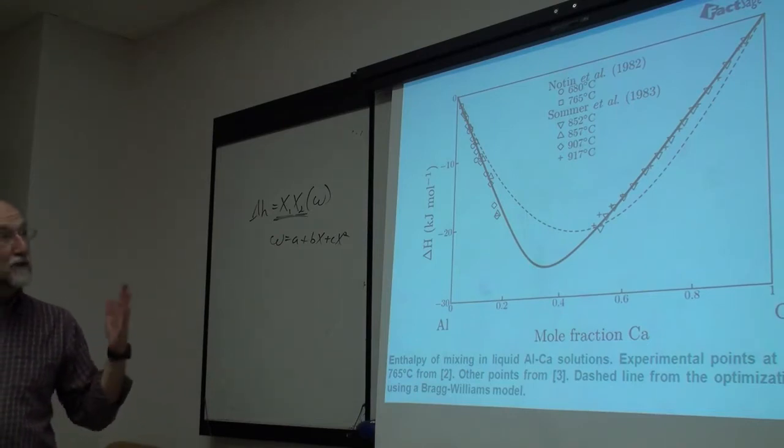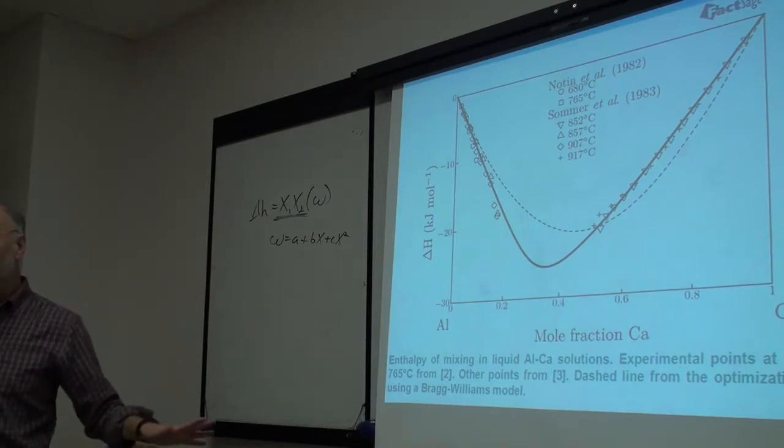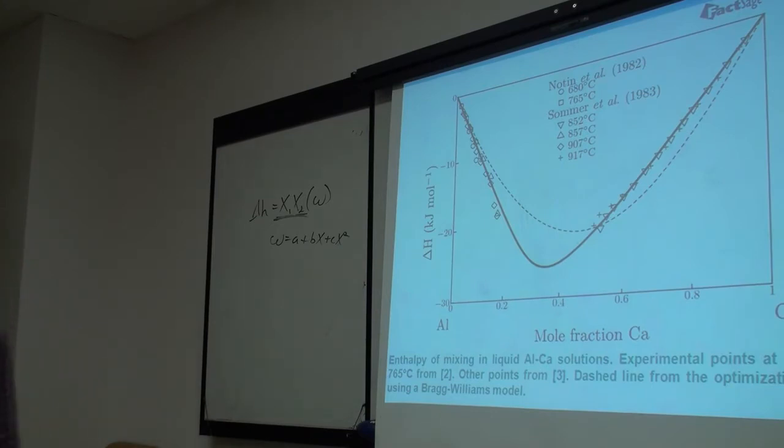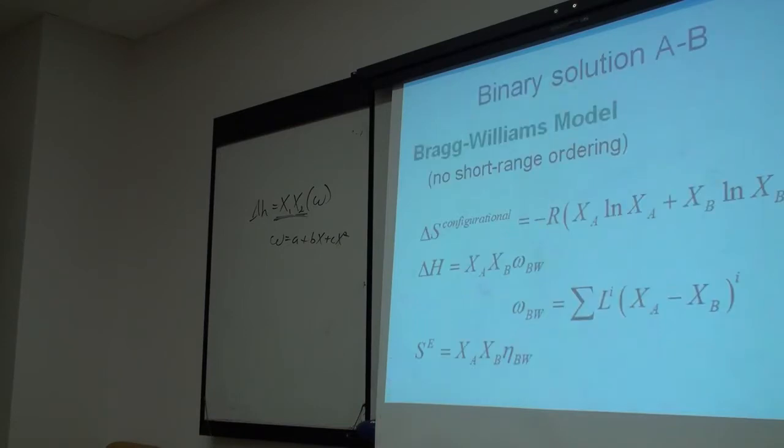And as I'll show later, even if you can fit it up properly, then you go to the ternary and it's all screwed up. Okay, so we've got to have some way, a model. So the random mixing model is no good for this kind of a system. So what are we going to do? Okay, so this is your Bragg-Williams model.